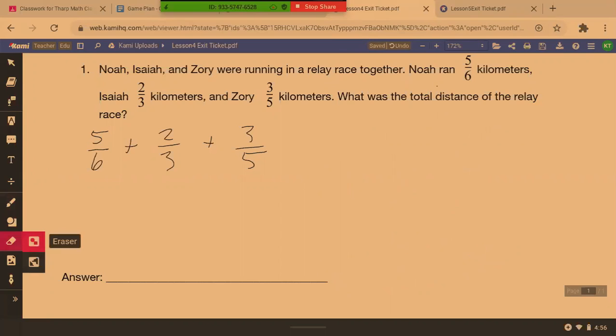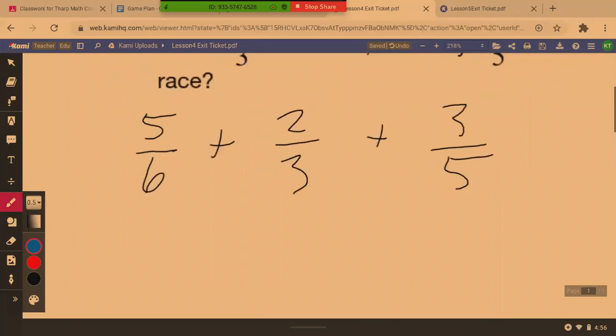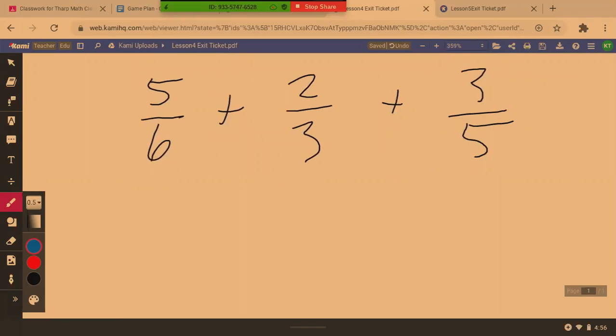So I'm going to do some cleaning. Our common denominator equals 30. So let's manipulate these fractions. I'm going to zoom in here. How do I get 6 to 30? 6 times 5 equals 30.